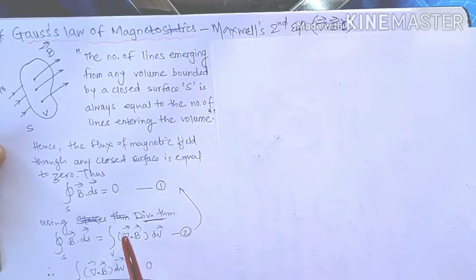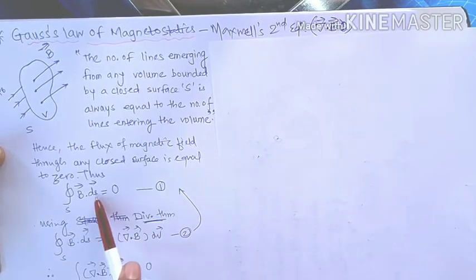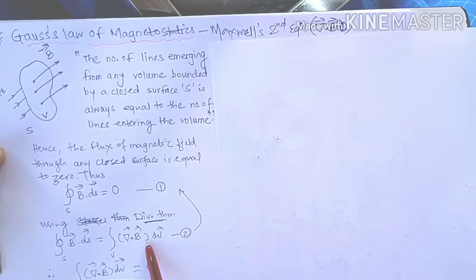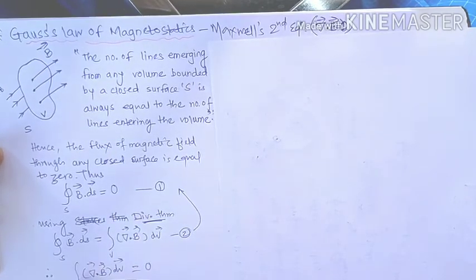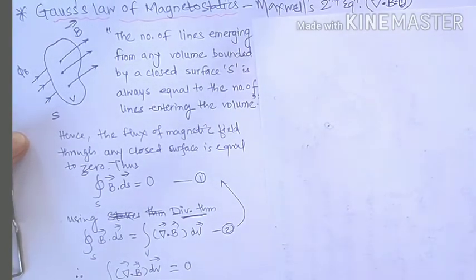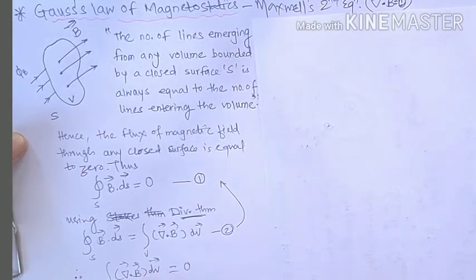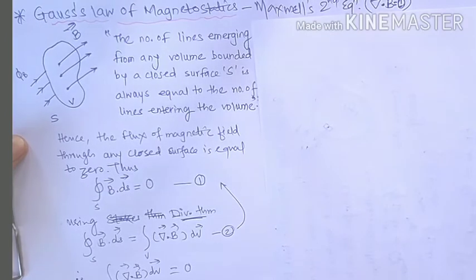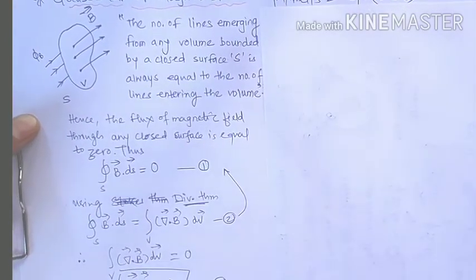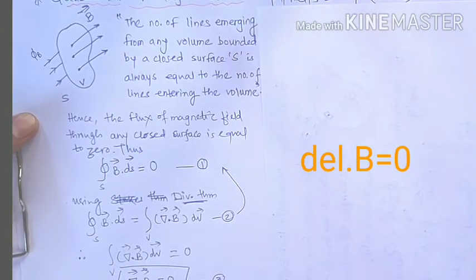So this closed surface integration B dot dS is equal to 0. So we say that equation number 1 is 0 and that is equal to this. So this expression, the right hand side expression, must be equal to 0. Therefore we write volume integral of divergence of magnetic field vector is equal to 0. As this integration over the volume is 0, that means this part del dot B, the divergence of the magnetic field, must be equal to 0. Therefore del dot B is equal to 0, and this is the second equation of Maxwell, known as Gauss's law of magnetostatics.